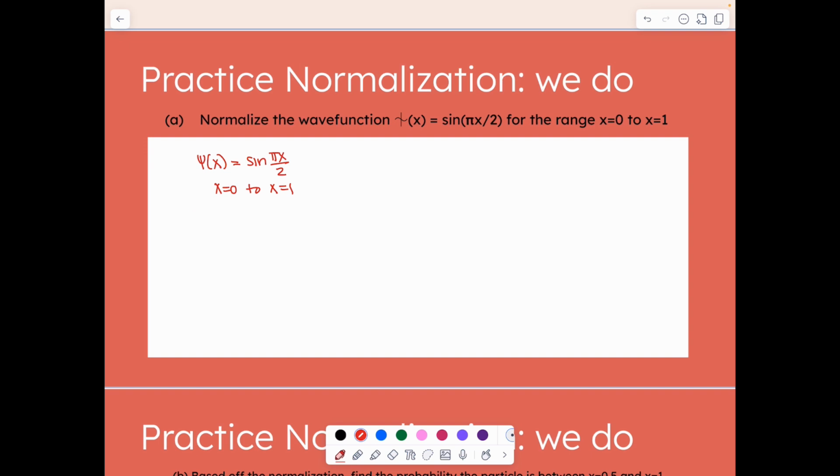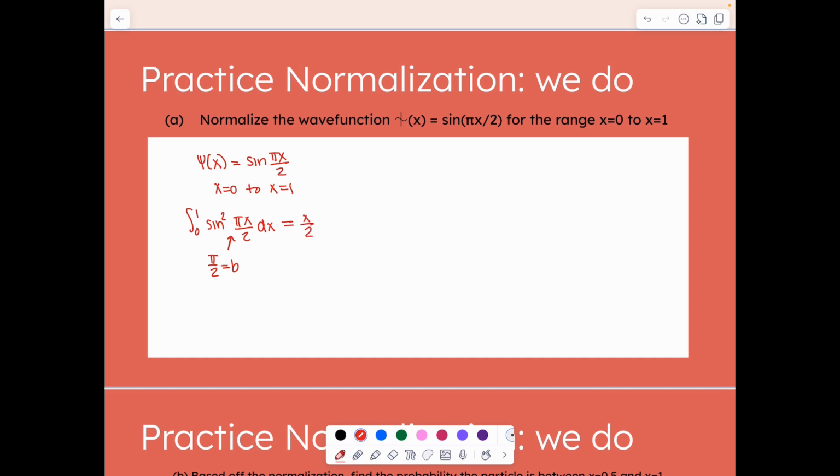So we're going to take the integral from 0 to 1 of sine squared pi x over 2 dx. And remember, we're given the integration, so we can just look up the integration table for this. We're also going to take this pi over 2 and make it a constant b. It's just going to simplify our work. We're not going to have to write pi over 2 after everything.